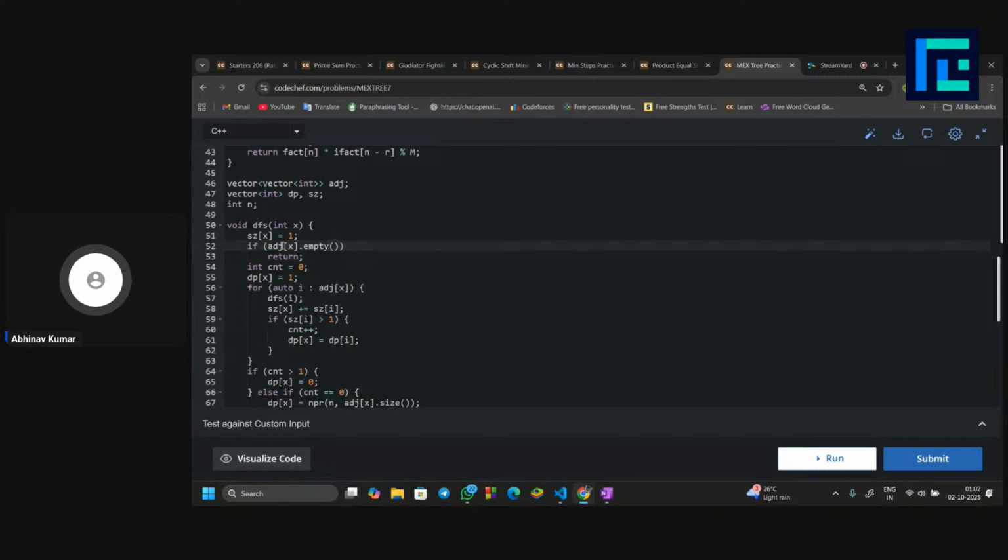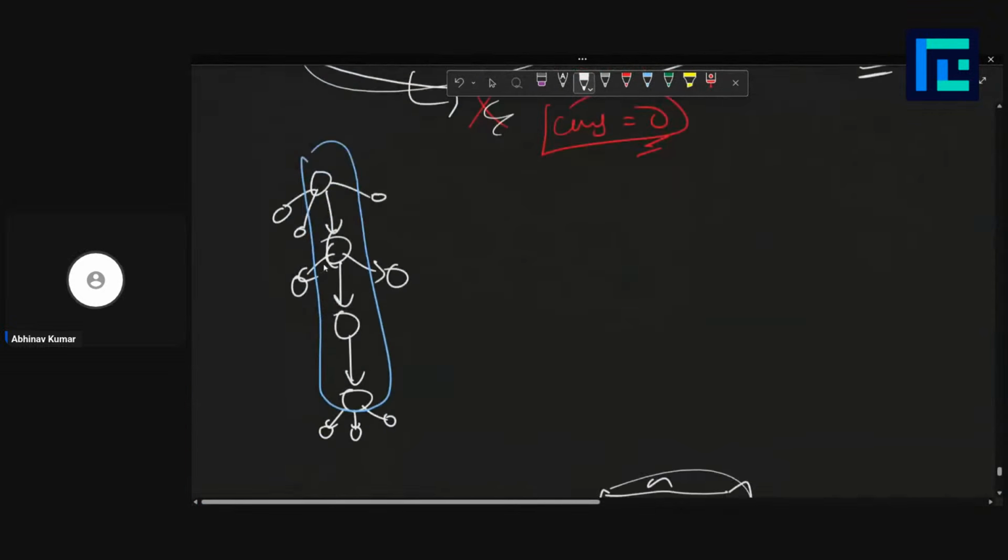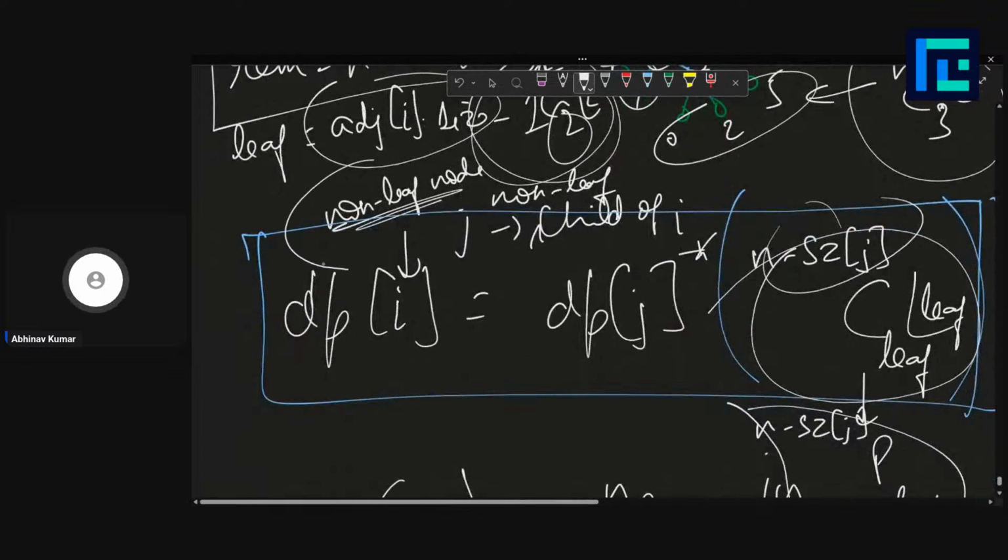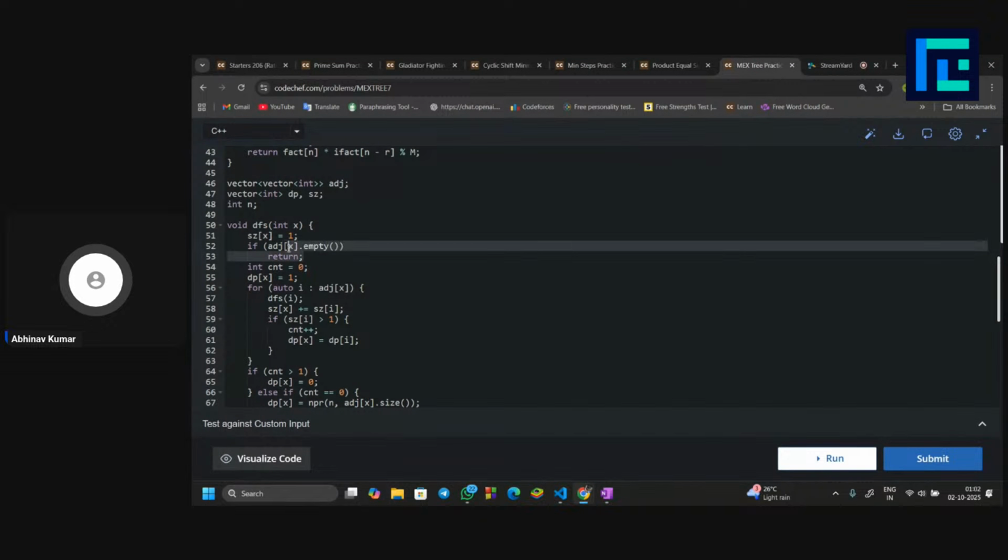Now, if adjacency X is empty, that means this is a leaf node. So I don't need to compute my DP for the leaf nodes, as I explained. I'm only computing my DP for the non-leaf nodes. Okay, so I do a return.